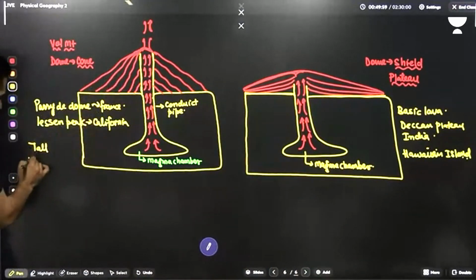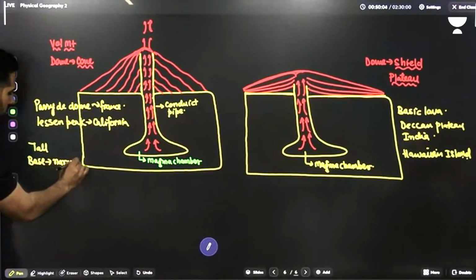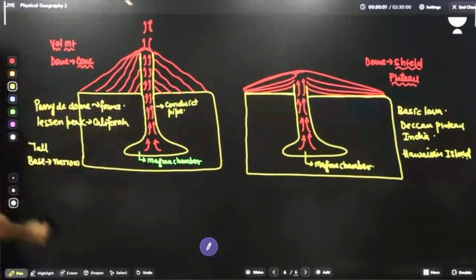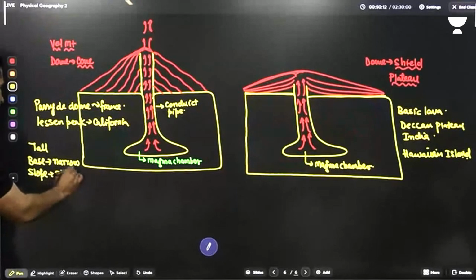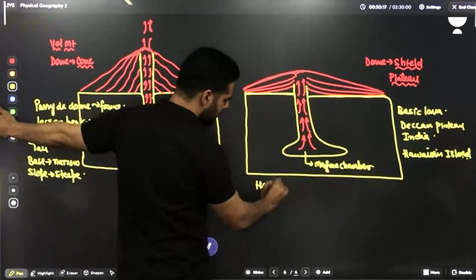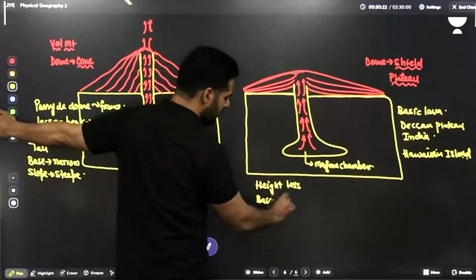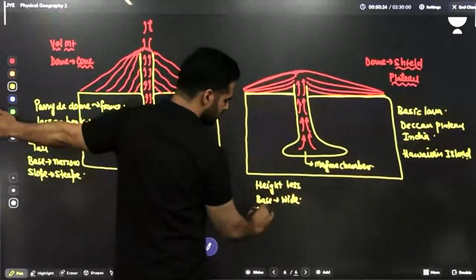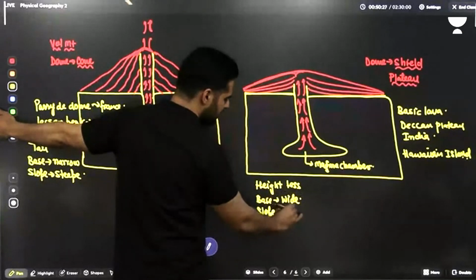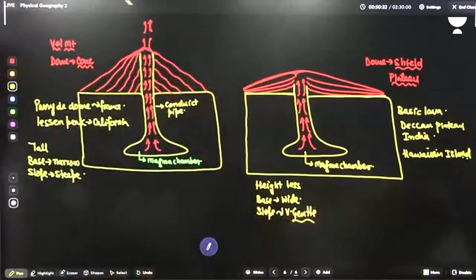Now अगर आपको कोई पूछे difference क्या है, in this, if I say difference, what are they? Tall, their base is narrow, ज्यादा स्प्रेड नहीं करते ना. And what is their slope? Steep. यहाँ पे क्या है? Height is less. Base is very wide. And slopes are very gentle. These are the characteristics. Am I clear with this? Everyone clear with this? समझ आ रहा है?